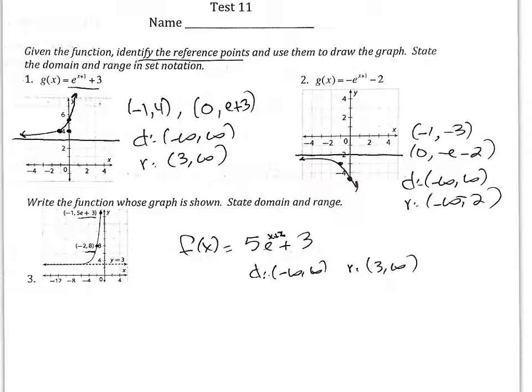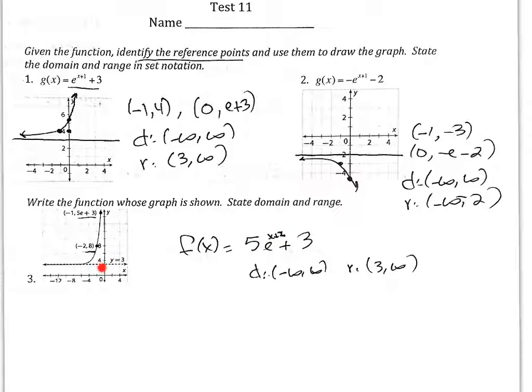Number 3, you've got to go backwards. The greatest thing about doing the e graphs backwards is the second point they give you right there is going to have your equation in it almost. So it says 5e plus 3. It's been shifted up 3. You've got the 5e, that's all good. The only thing you've got to figure out is what goes with your e, what exponent.